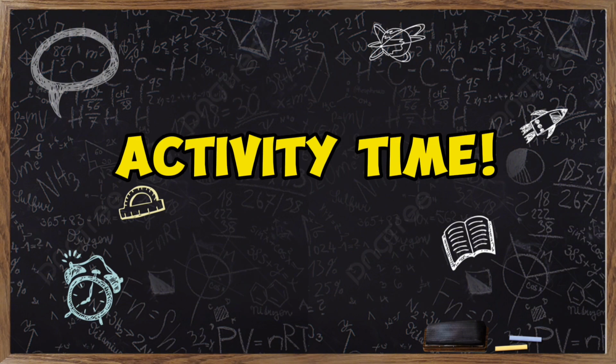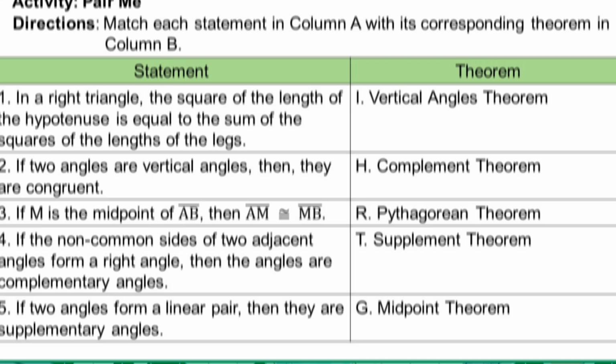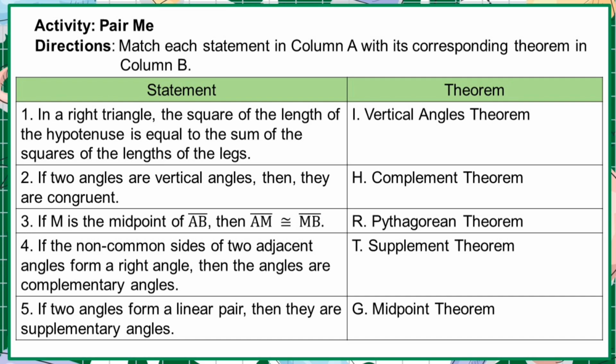This time, let's have an activity. For the first one, we have the Who Am I activity. You state the theorem you would use to justify the statements made about each figure. For the second activity, we have Pair Me. Match each statement in column A with its corresponding theorem in column B.